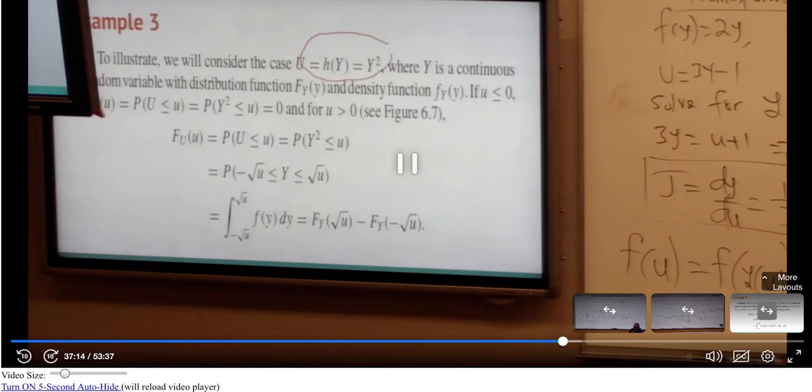Okay, I want to use the method of distribution function. What is my u? My u is y squared. You see that? My u is y squared. Now, if my u is y squared, it means I want to figure out the probability of y squared less or equal to u.